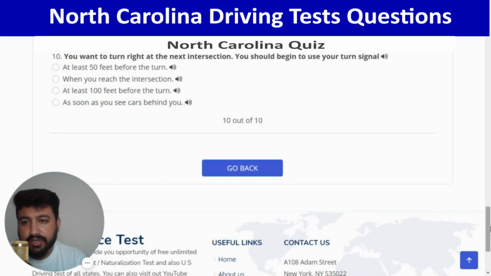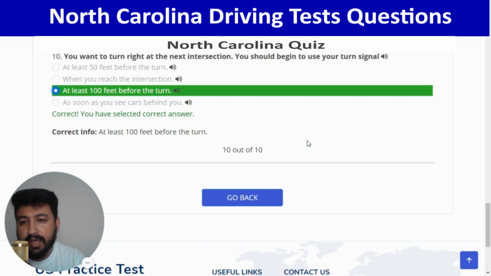The last question is, you want to turn right at the next intersection. You should begin to use your turn signal. The right answer is at least 100 feet before the turn. So I'm going to click on the third option. Yeah, this is the correct one. And this is also the end of quiz number 4.